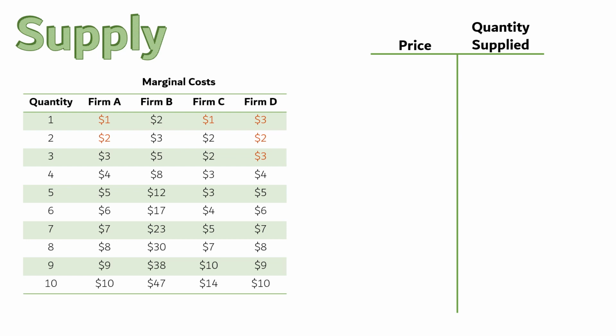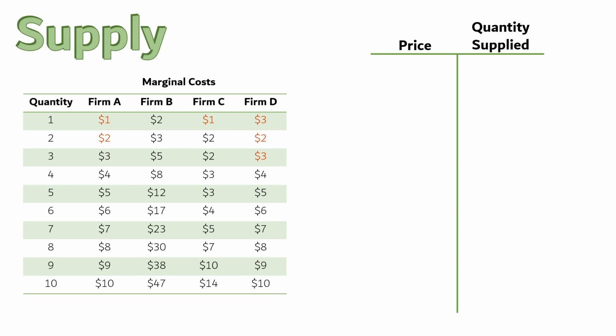Firm A, for example, could produce the first unit for as little as $1. If they want to produce a second one, the best they can do is $2. That means if they produce 2 units, their total variable cost would be $3: $1 for the first unit and $2 for the second.